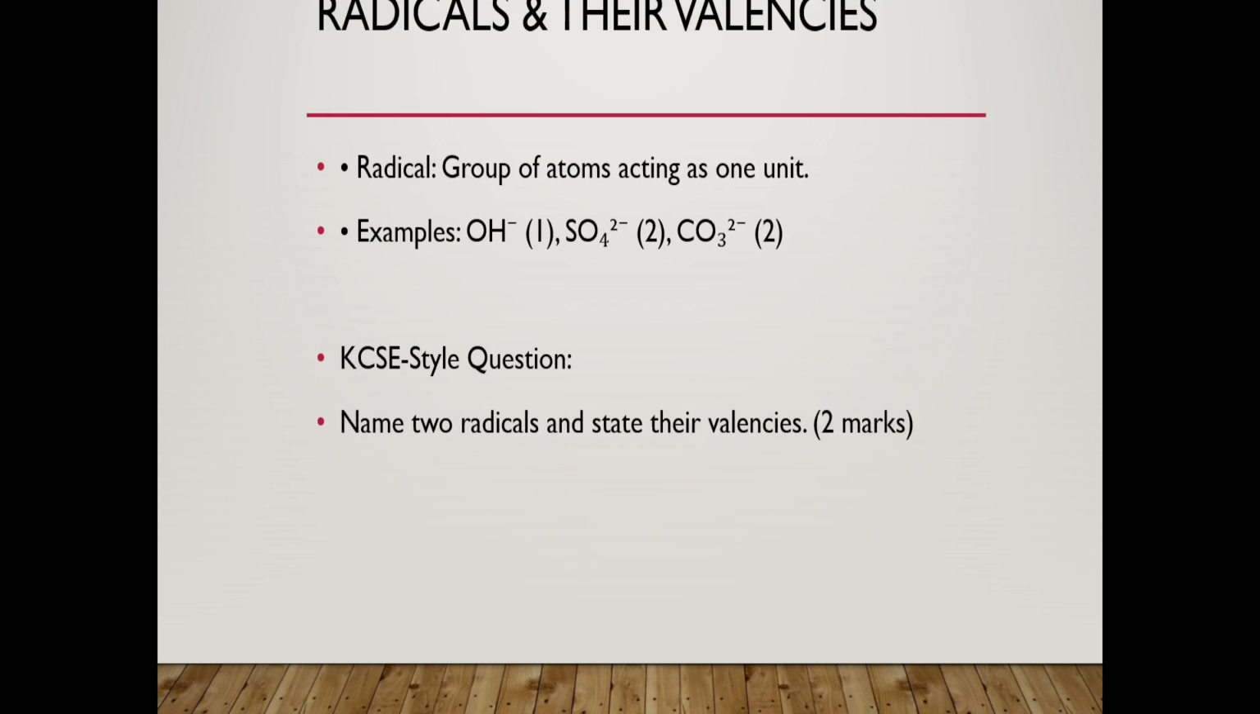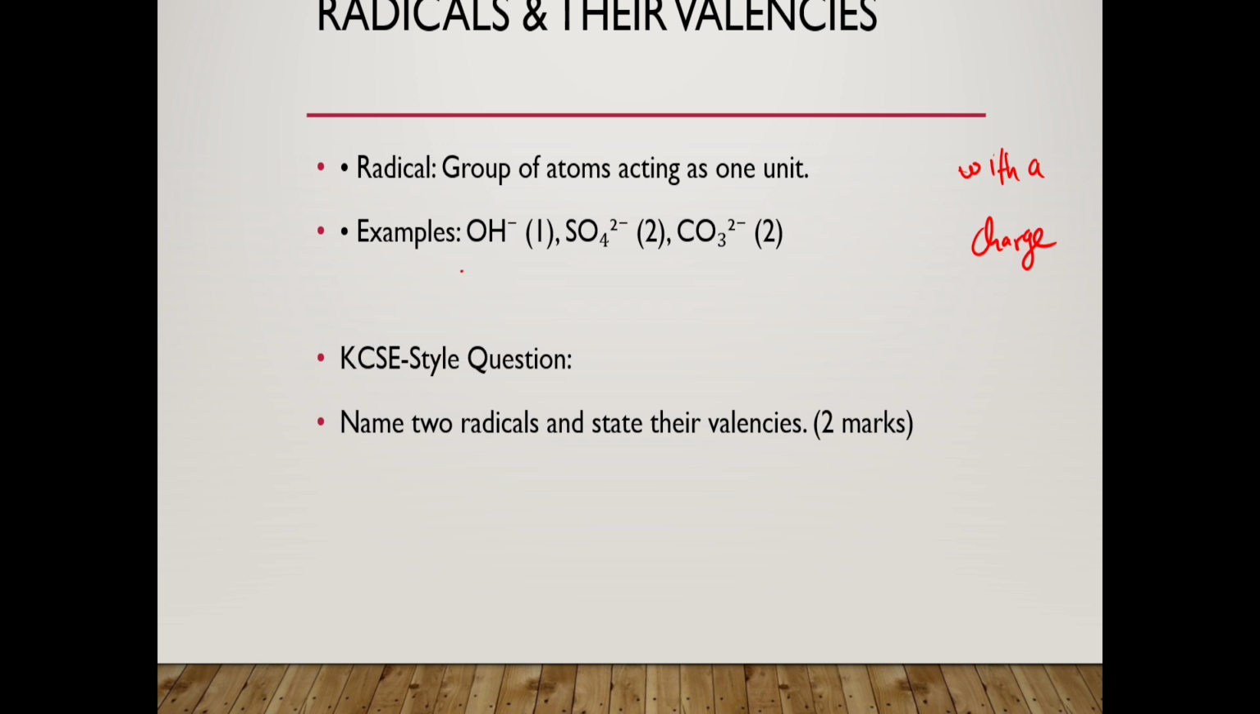So radicals, and I think we're approaching the end point. Radicals and their valences. A radical is usually a group of atoms acting as one unit. If someone asks you what a radical is, you just tell them it is a group of atoms acting as one unit during a chemical reaction, with a charge. Remember, with a charge.